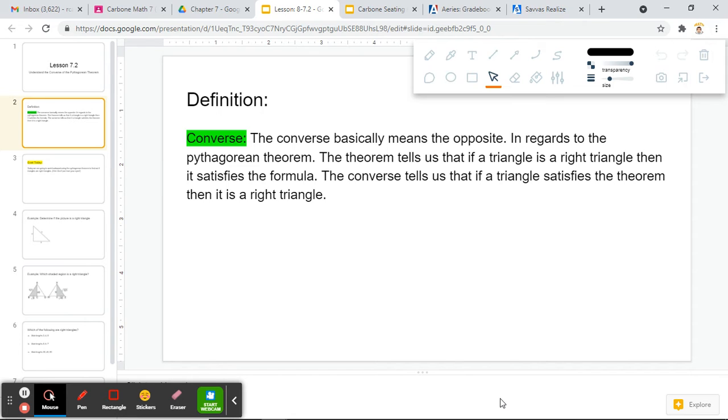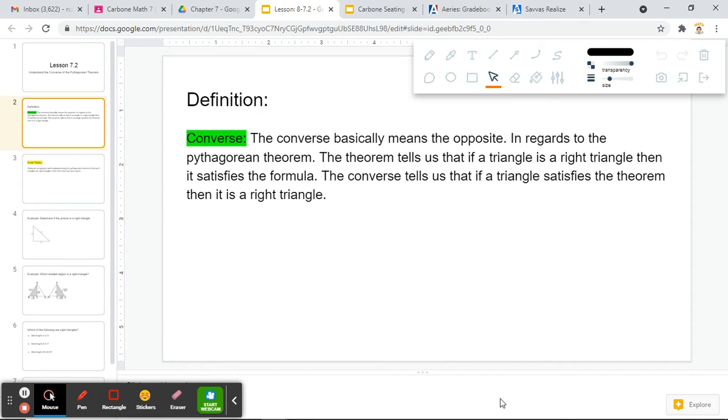So in regards to the Pythagorean theorem, the theorem itself tells us that if a triangle is a right triangle, then it satisfies the formula a squared plus b squared is equal to c squared. So the converse would tell us that if a triangle satisfies the theorem a squared plus b squared is equal to c squared, then it has to be a right triangle. Basically, you're working backwards through the conclusion to get to the same point.